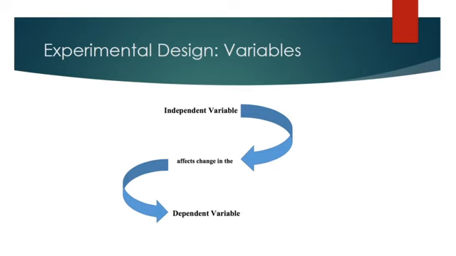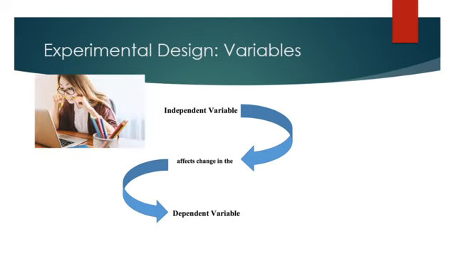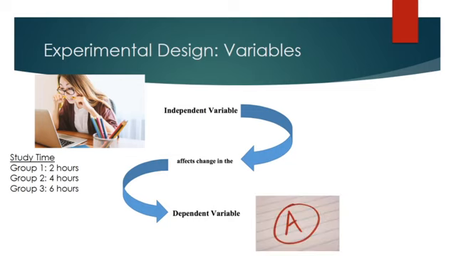Going back to an example from the last video, a psychologist can assign certain participants to study 2 hours for a test. Another group is assigned to study 4 hours, and a different group is given 6 hours to study for a test. Then, grades earned on the test are measured. What is the independent variable here? If you guessed time spent studying, then you're correct, because this is what was controlled by the researcher.